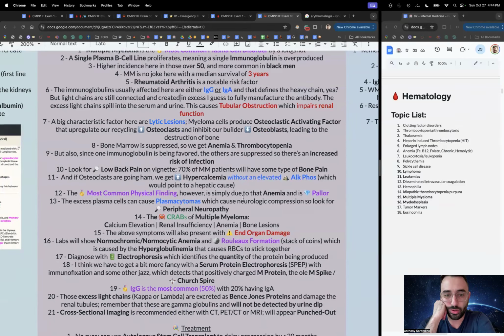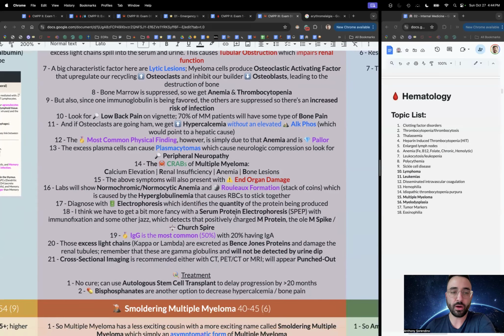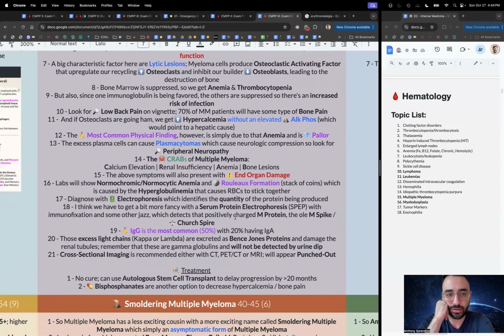70% of multiple myeloma patients will have some type of bone pain. And if osteoclasts are going ham, we get hypercalcemia without an elevated alk phos, which would point to a hepatic cause. So just look for normal LFTs. The most common physical finding, however, is simply due to that anemia and is pallor. Okay, never would have remembered that. The excess plasma cells can cause plasmacytomas, which cause neurologic compression, so look for peripheral neuropathy.